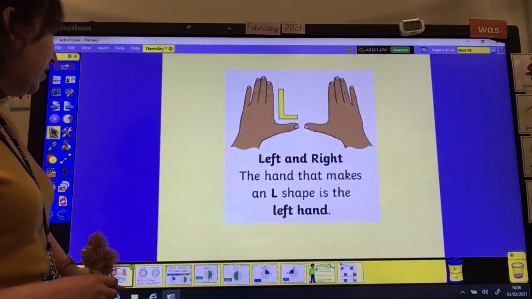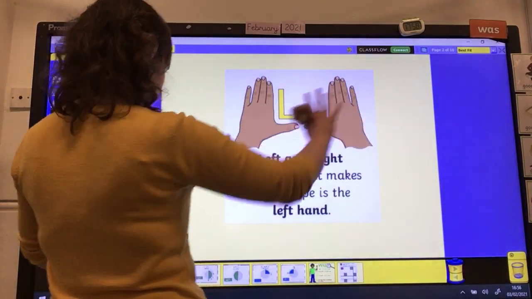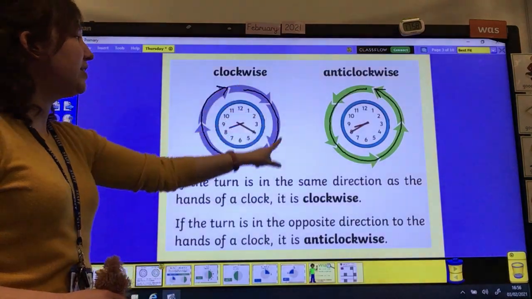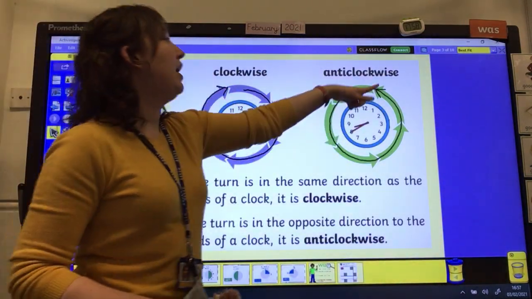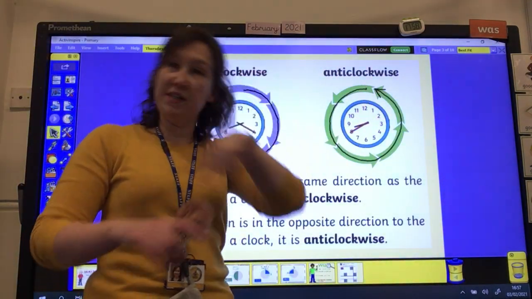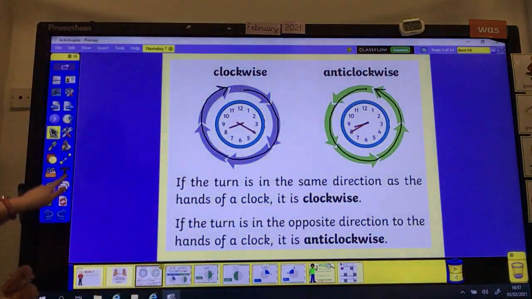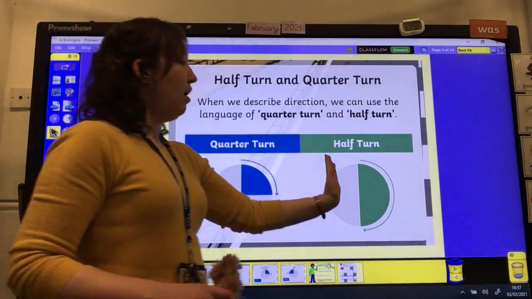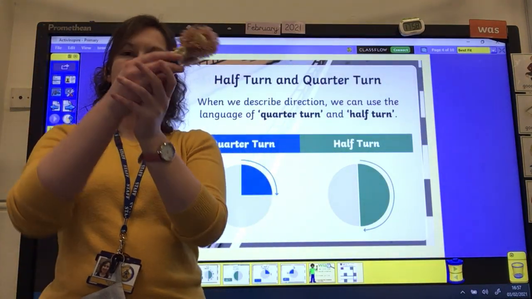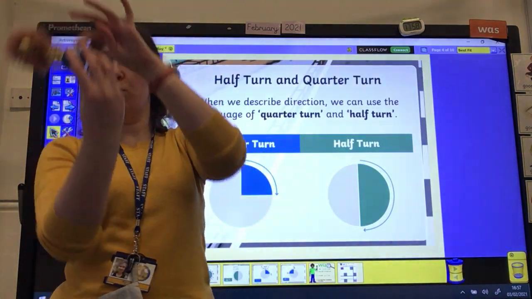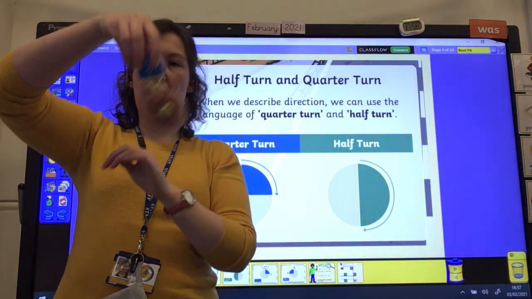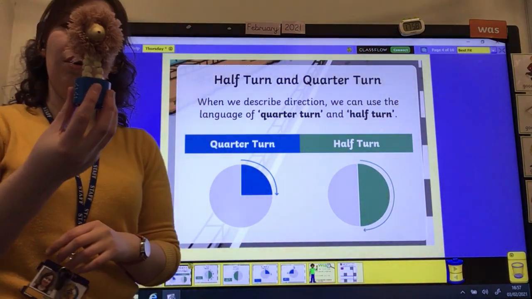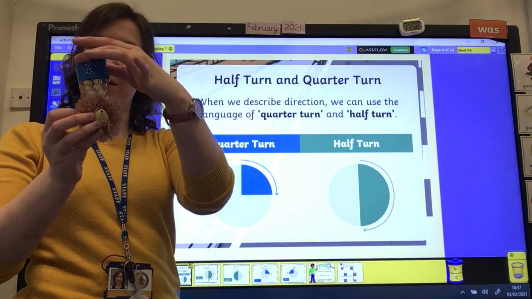So let's go through those words again. Left, right, clockwise, going the correct way around the clock, anti-clockwise, going the opposite way round, backwards around the clock. We've got quarter of a turn, half a turn.